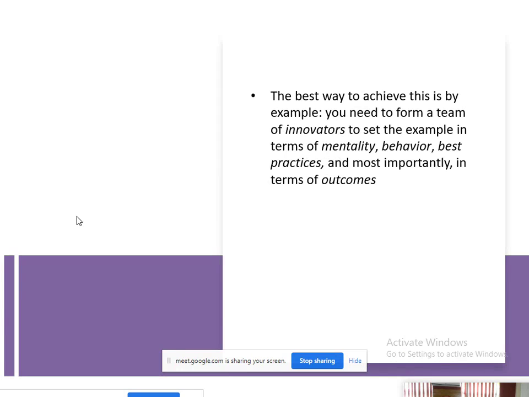You need to form a team of innovators to set the example in terms of mentality, behavior, best practices, and most importantly, in terms of outcomes. That means, suppose you are going to form a team of innovators. So you must check the mentality of your team members, then behavior, then practices, and then the outcome of your innovation projects.